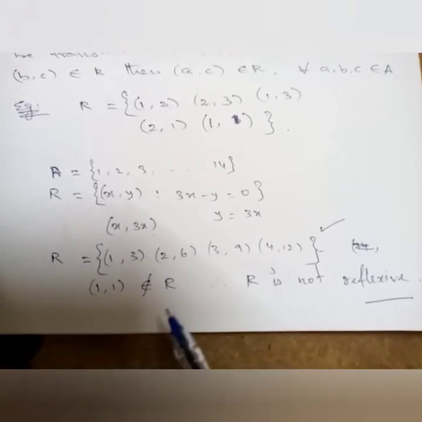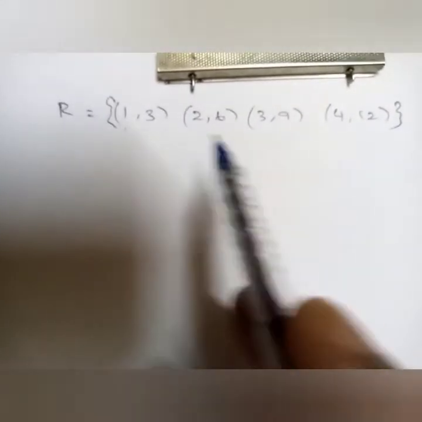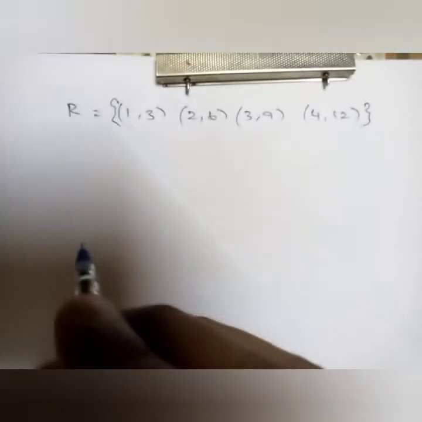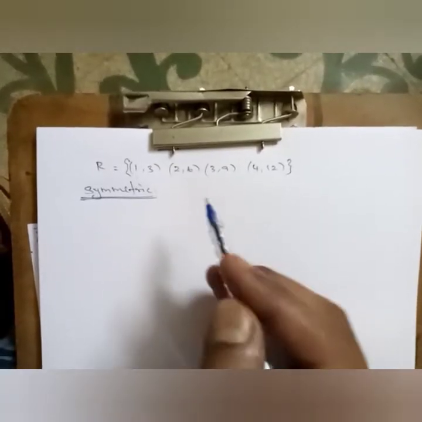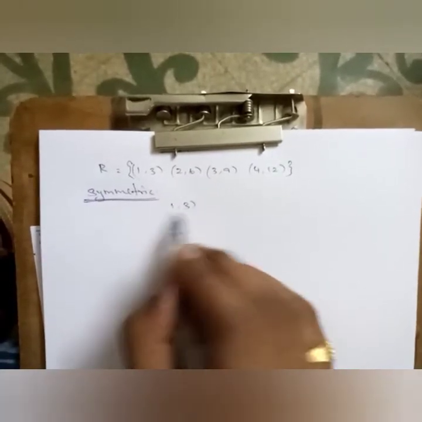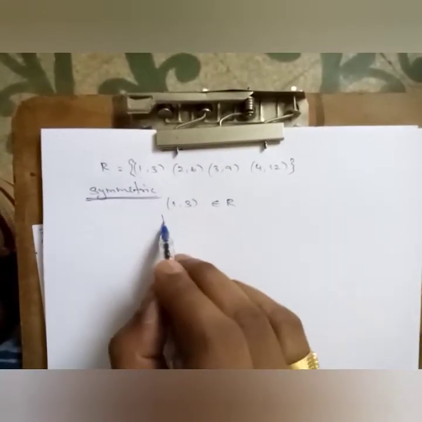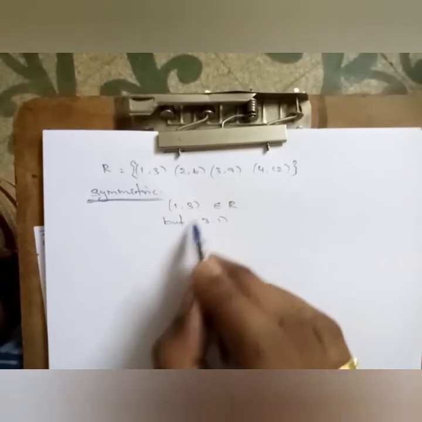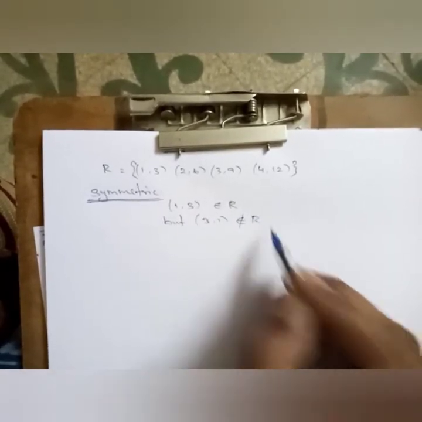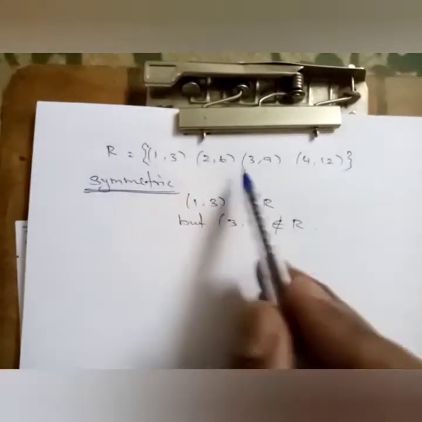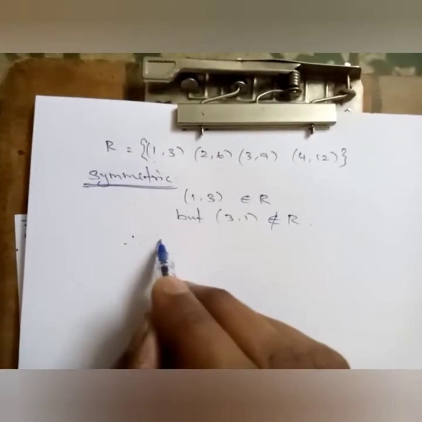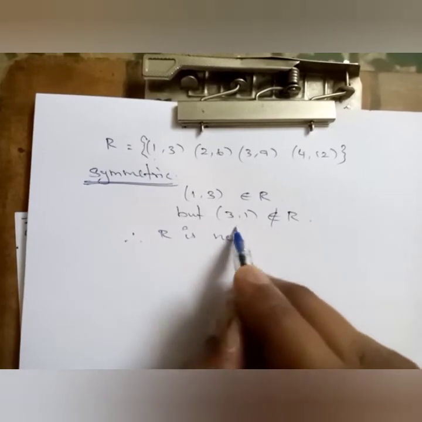Okay, now we'll go to symmetric. Now R = {(1, 3), (2, 6), (3, 9) and (4, 12)}, right? Okay, now we'll check for symmetric. See, for symmetric (1, 3) belongs to R, but (3, 1) is not in R, correct? See here (1, 3) is there, so (3, 1) must be there, then only we can say it is symmetric. Therefore what we can say, R is not symmetric.